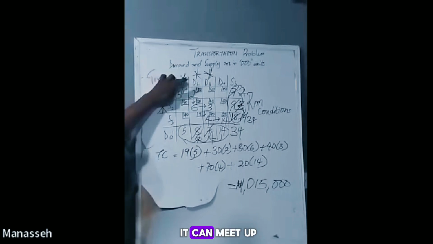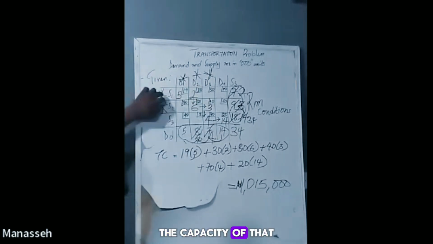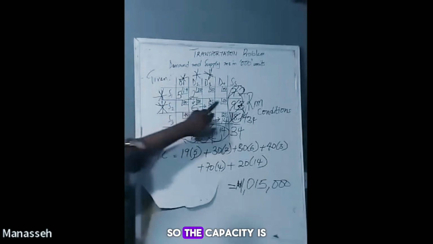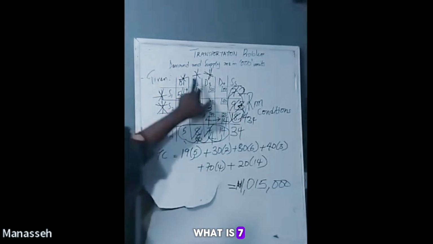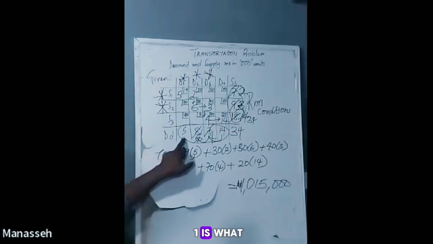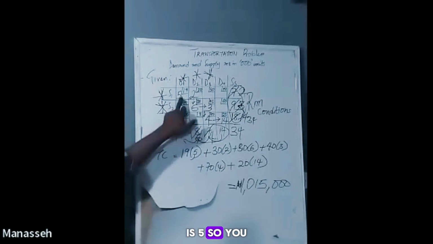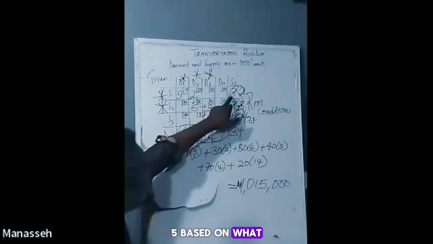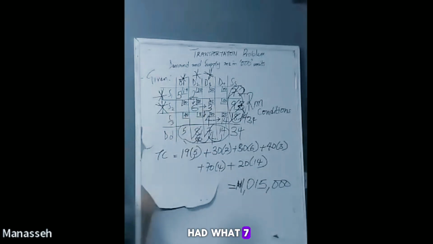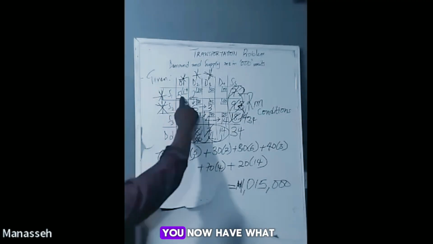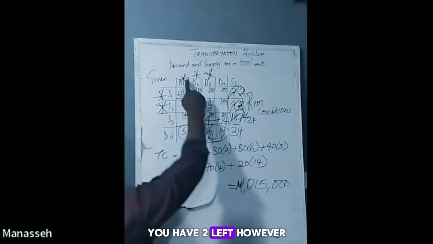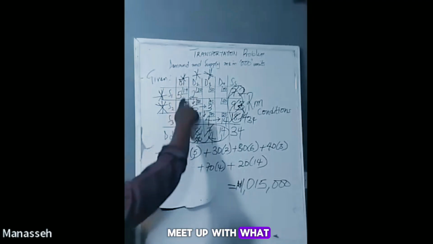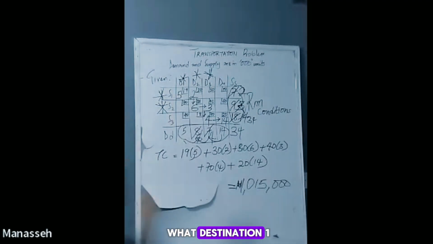And the only way it can meet up is based on the capacity of that particular source 1. So the capacity is 7. The demand by destination 1 is 5. So you give 5, since you have 7. So by giving 5, you now have 2 left. However, you've been able to meet up with the demand by destination 1.